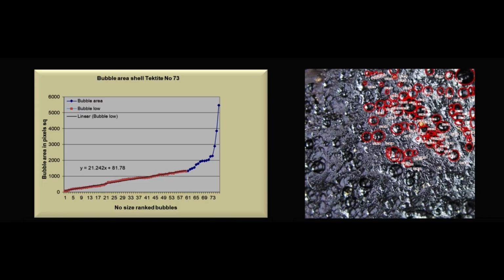Size ranking: the bubbles on the convex side of shell number 73 show a steep gradient of small bubbles, and a very steep gradient for coalesced large bubbles. This could be creation type 1, from expelled mechanically entrapped gases.